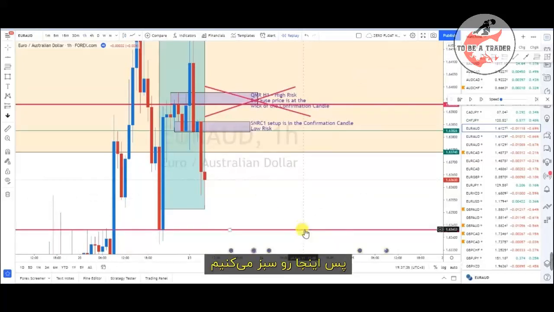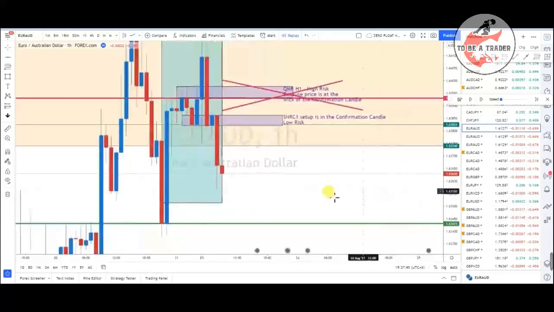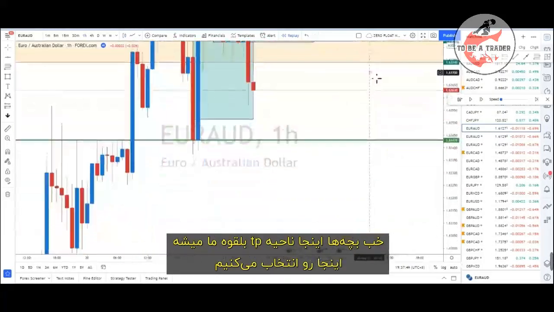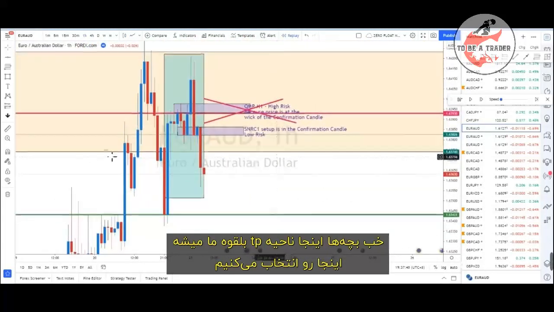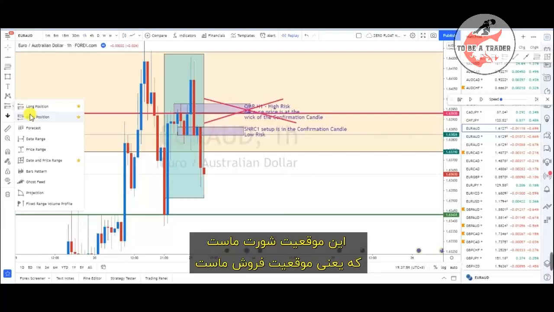So I'm gonna color this as green. This will be our potential TP area. Okay, guys. So let's take this one. Our position, we have to calculate our risk and reward. So this is a short position. Short positions means it is a sell position.